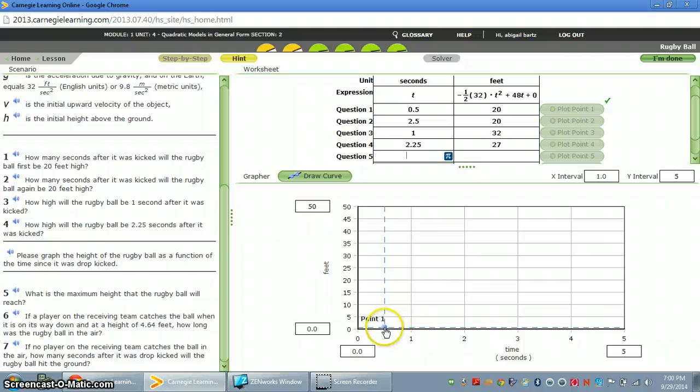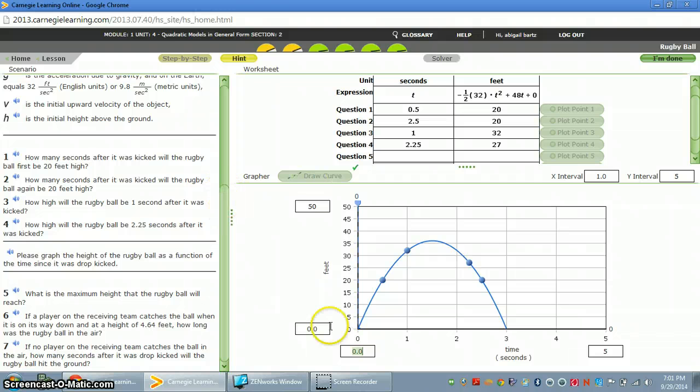So 0.5 has to be somewhere in here, and we got it to be about 20 feet high. This is 2.5, and that was also 20 feet high. At 1 second, the rugby ball was about 32. And at 2.25 seconds, the rugby ball was 27. So now we have to just draw a curve. So we see our downward parabola. It makes sense. We kick the ball up, it reaches a point, and then the ball starts to come back down.